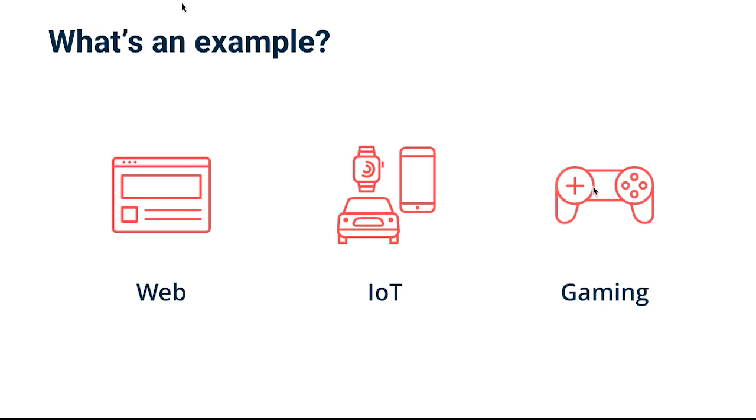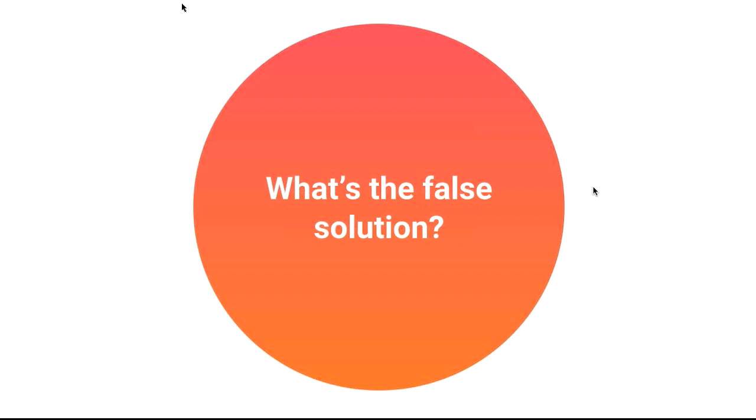Essentially, once I've created enough events across all of the entry points in my system, I can begin to analyze my data and gain insights from that data. We're going to jump right to the next point, which is my false solution.